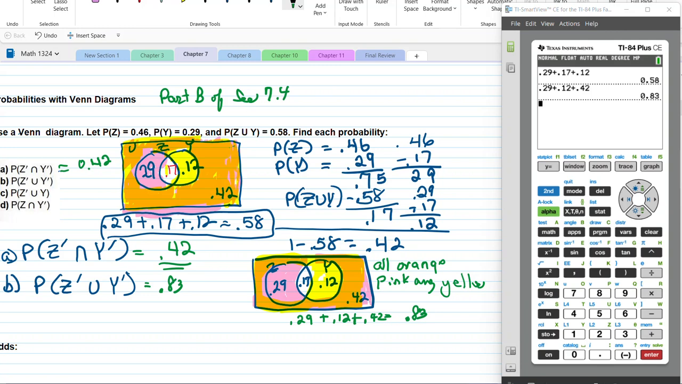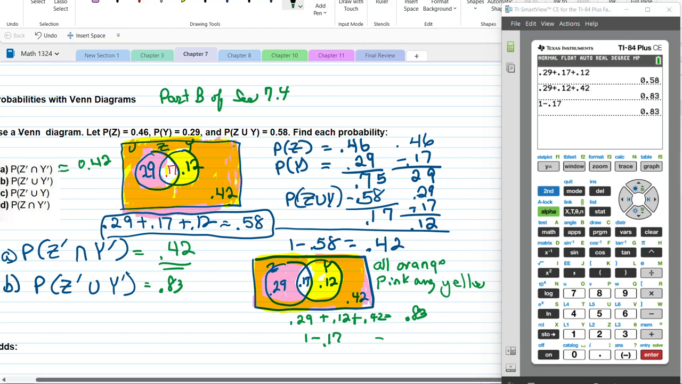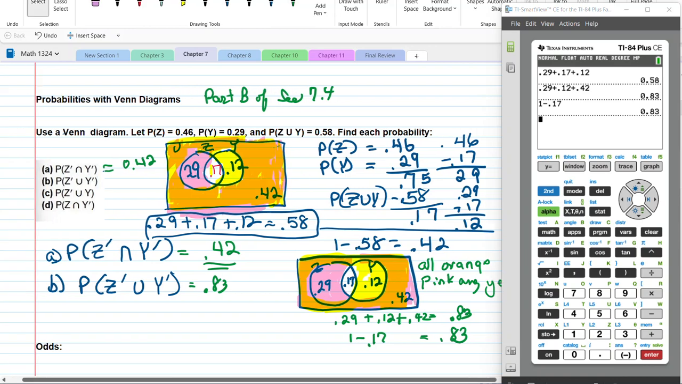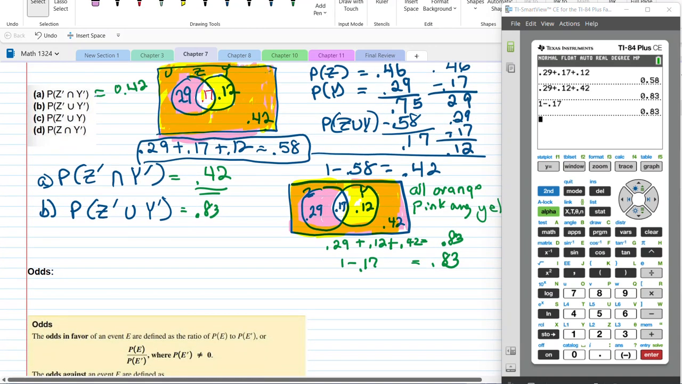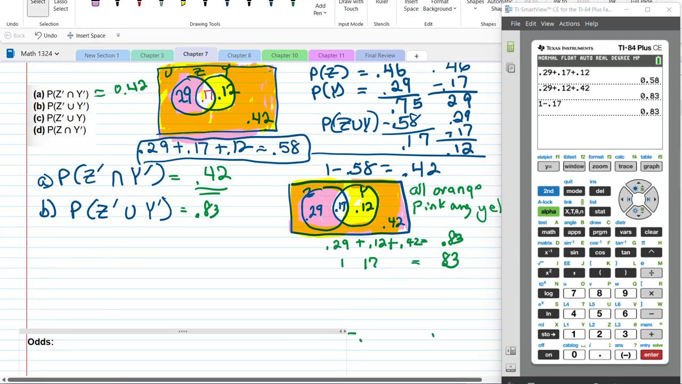Well, it's the same as saying 1 minus the 0.17. I get the same thing? Yes. So either way that you want to work this is good for that particular problem. All right, so let's look again at what they want on the C.